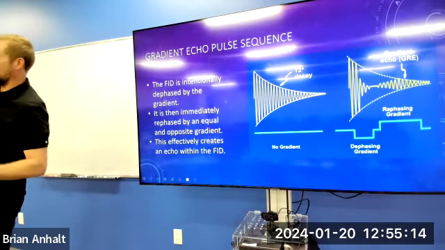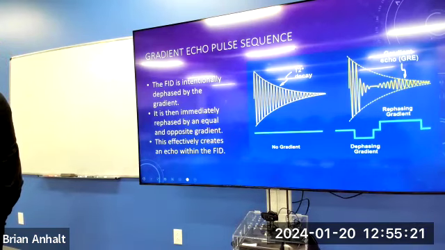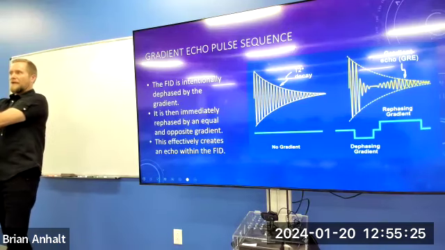Say this is the gradient we turn on. Stronger field strength over here, weaker over here. Here's my protons in phase precessing. These ones start to speed up and these slow down, right? Turn off the gradient, they're all precessing again, but now they're out of phase.